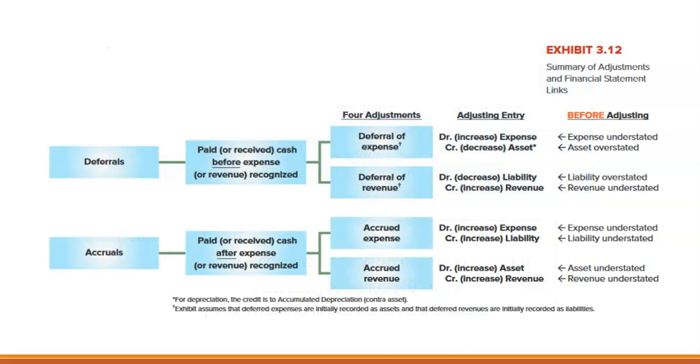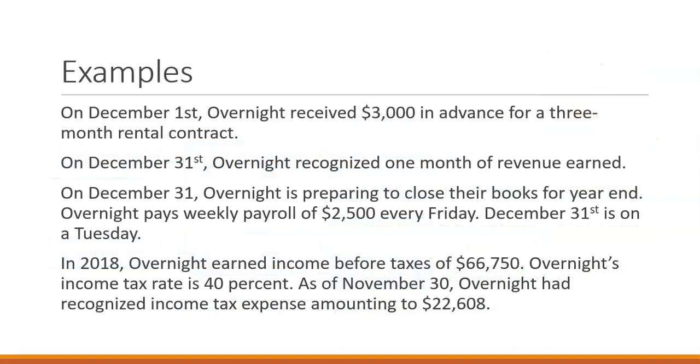Okay, so this is just a rough summary example of what deferrals are and what accruals are, what the differences are between them, and then how we adjust them. So what the adjusting entry looks like, which side of the account gets debited, which side gets credited. So this is just a good example that you can have for reference when you're working through journal entries. Okay, so we have several examples here. So let's go through each one of them.